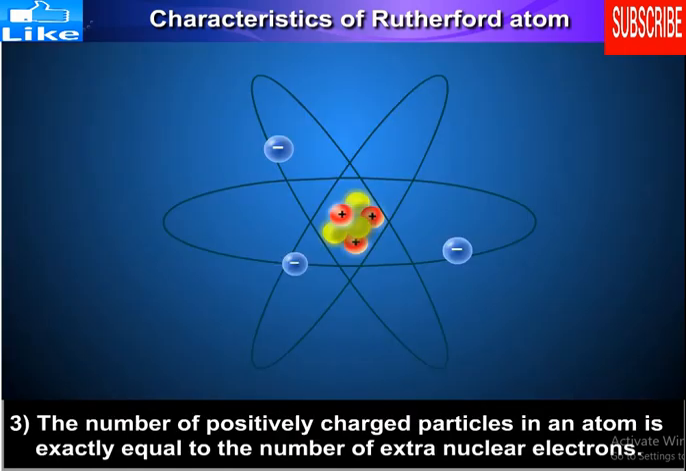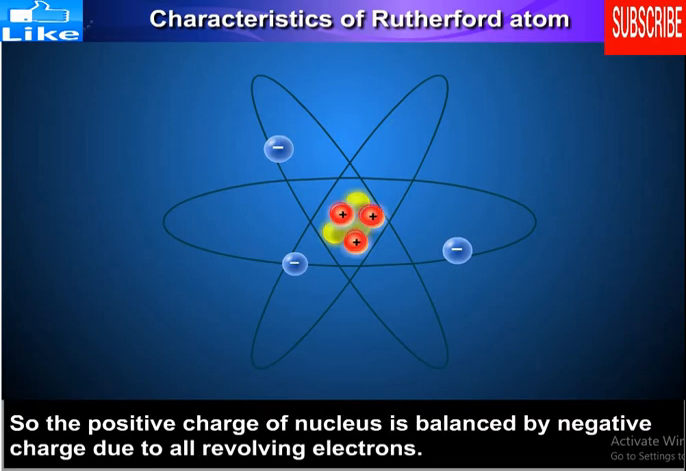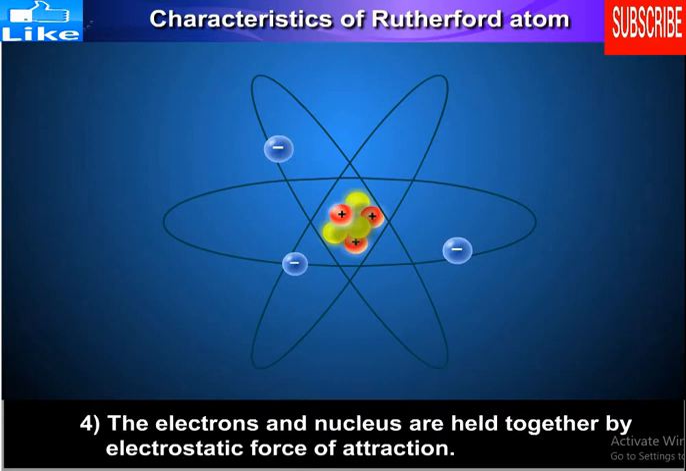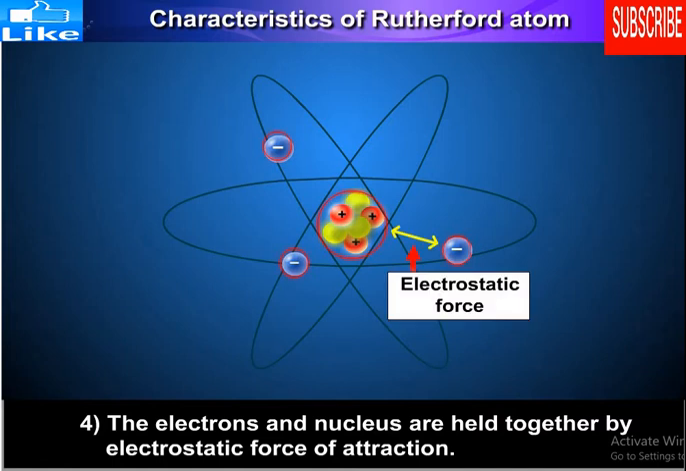3. The number of positively charged particles in an atom is exactly equal to the number of extranuclear electrons. So, the positive charge of nucleus is balanced by negative charge due to all revolving electrons. An atom is electrically neutral. 4. The electrons and nucleus are held together by electrostatic force of attraction.